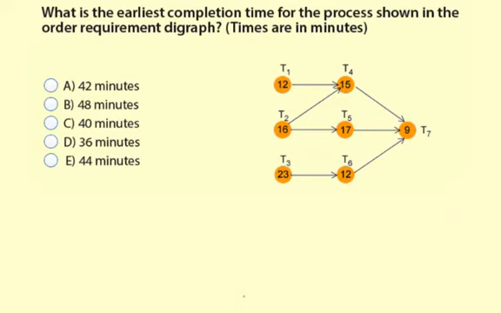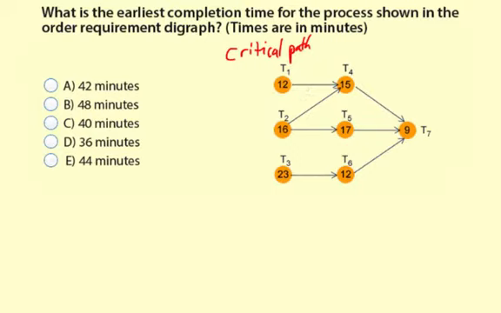What is the earliest completion time for the process shown in the order requirement digraph? It says times are in minutes. So the earliest completion time, that means we need to find the critical path, because that critical path is what defines how long it takes for the entire process to complete.